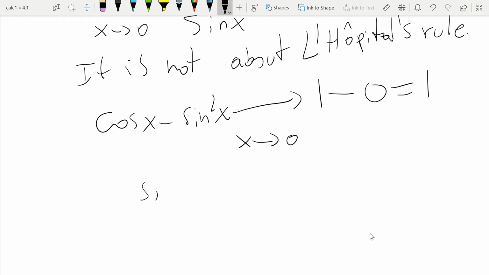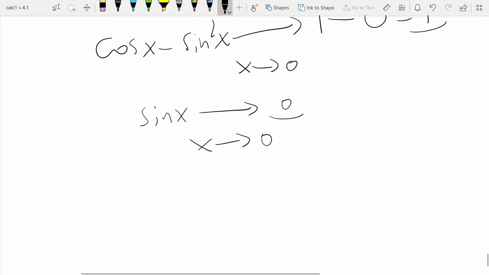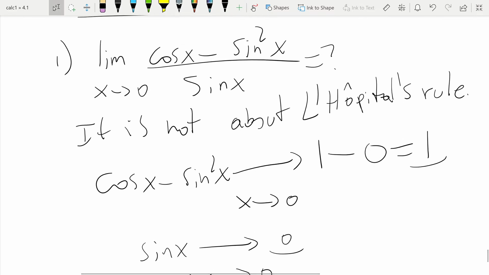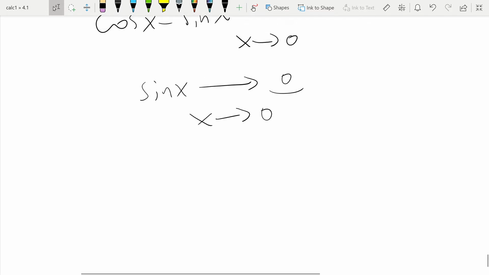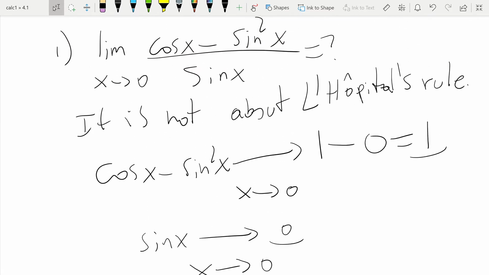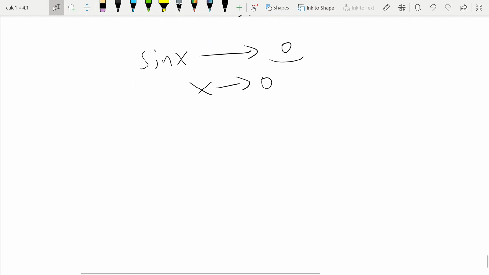Well, sine of x, which is the denominator, does approach 0 as x goes to 0, but this is not enough. In order to apply L'Hopital's rule, we also need that the numerator is going to 0 at the same time, which is not the case. So it doesn't apply. In fact, the numerator has a limit, but it's not 0. That immediately implies that the limit doesn't exist.